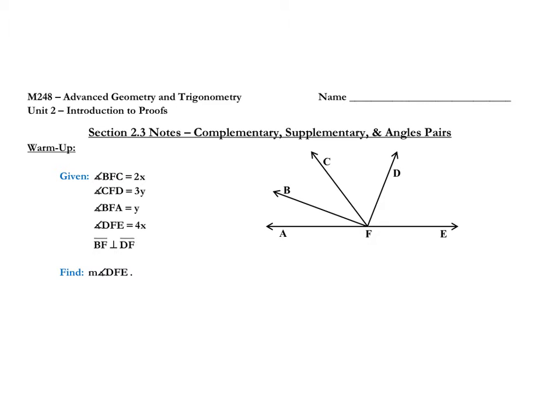We have that BFC is 2x. We have CFD is 3y. BFA is y. And DFE is 4x. Make sure that you guys always label your diagram. I think sometimes you guys try to do this in your head and it doesn't always go so well.